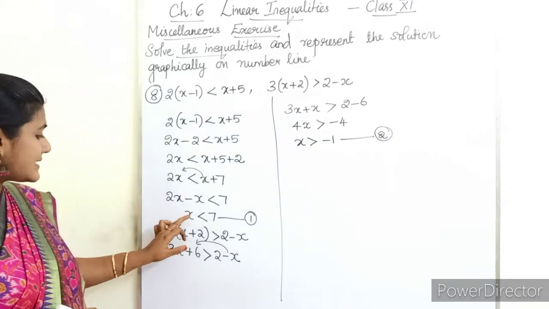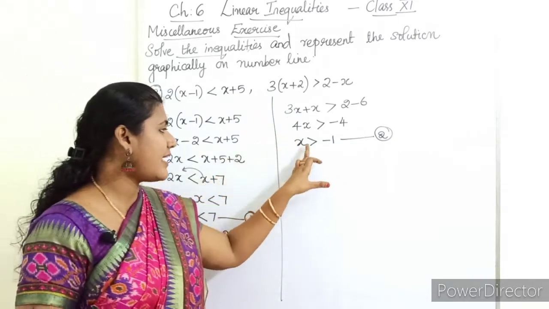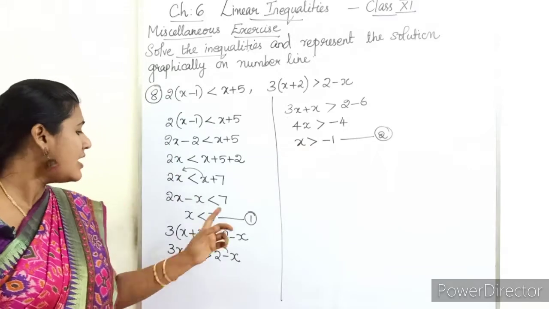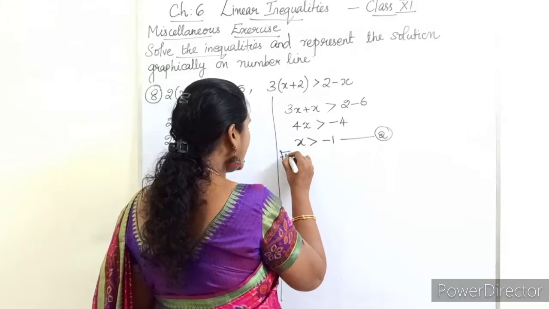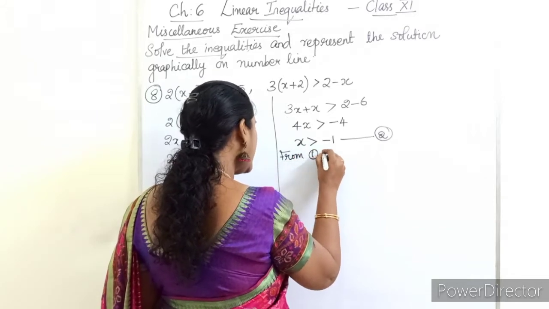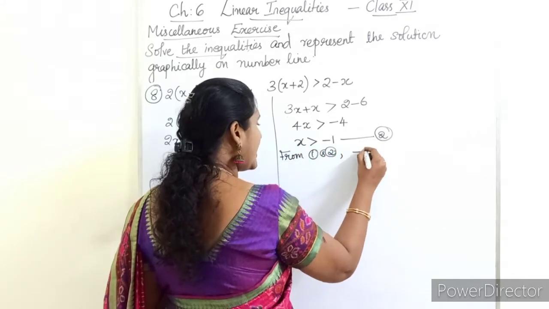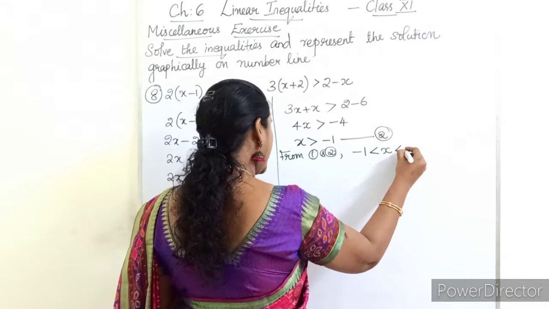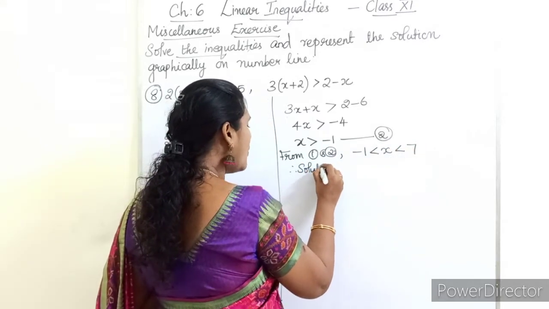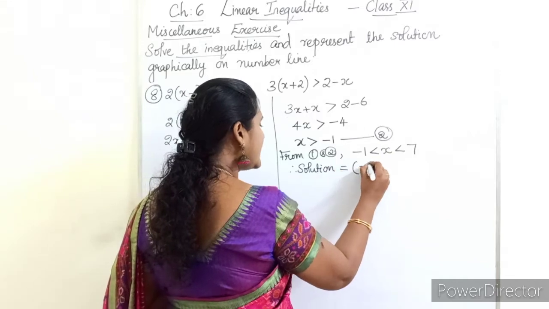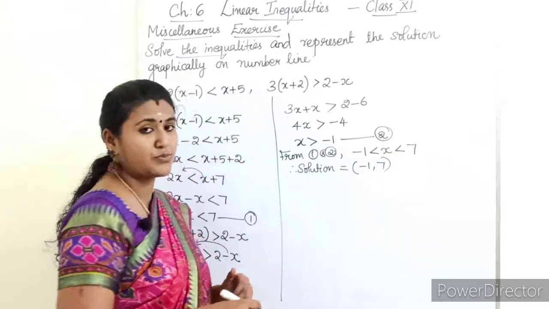So we got x less than 7 and here x greater than minus 1. Now we will combine these two inequalities. From inequalities 1 and 2, we can write minus 1 less than x less than 7. Therefore the solution is the open interval minus 1 to 7.